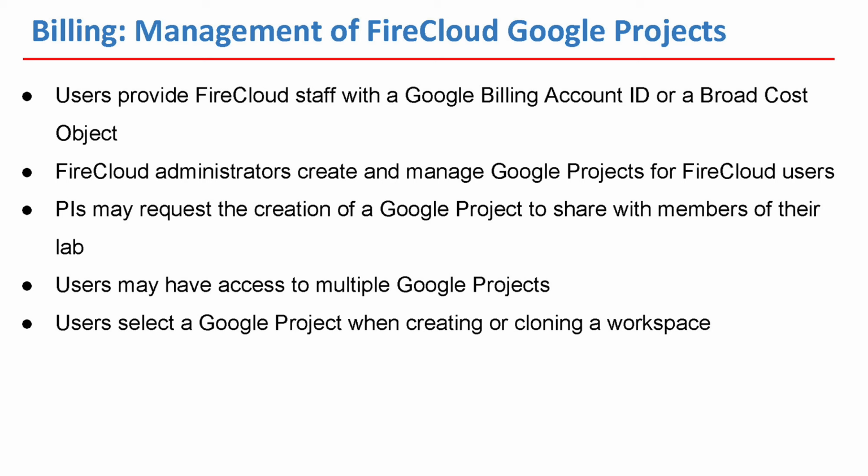Now, there isn't a one-to-one relationship between Google projects and workspaces. For example, you might have a PI who sets up a Google project, and that Google project is associated with the cost object, and it's intended to be used by all of the researchers in his or her lab. And the PI will send a request to help@firecloud.org, and that request will be to make that Google project available to all of the users that he or she specifies in the lab.